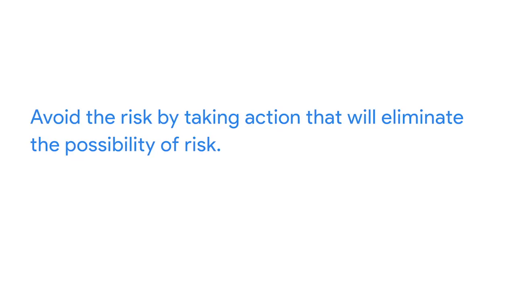Sometimes you can avoid the risk altogether. For example, if you learn that a certain contractor you've considered working with on your office green project has a poor reputation for meeting deadlines, then you might choose to avoid that risk by hiring a different contractor.